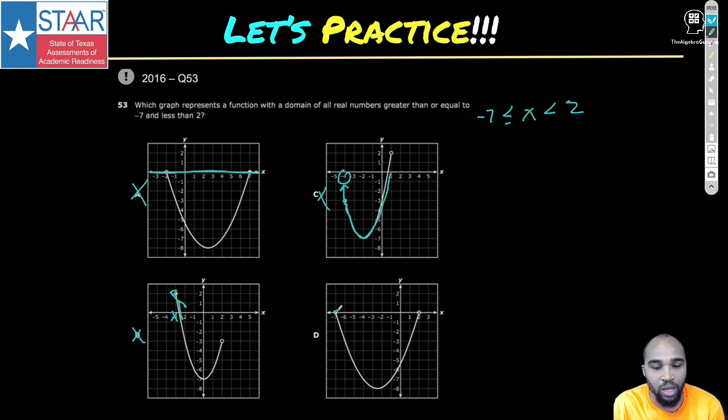So this one is equal to -7, which is fine, and is everything greater than -7, which is good. And it's less than 2. Notice there's an open circle here, so it's less than but not equal to 2. So obviously D is going to be our choice for that one.